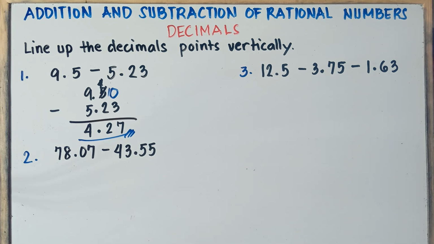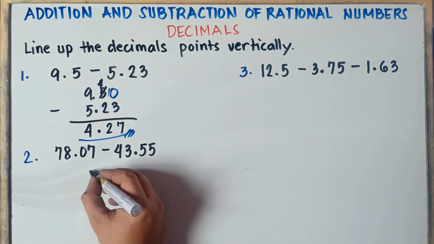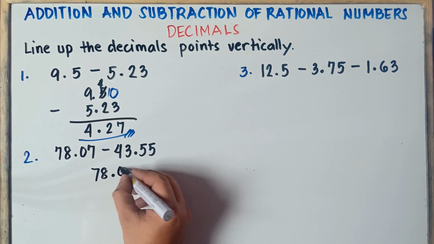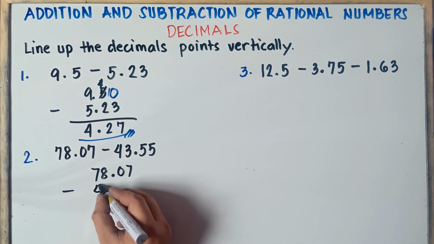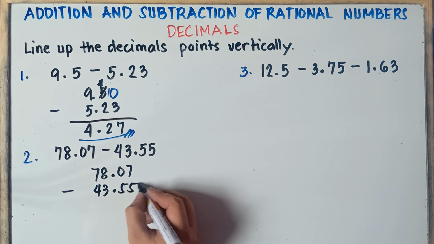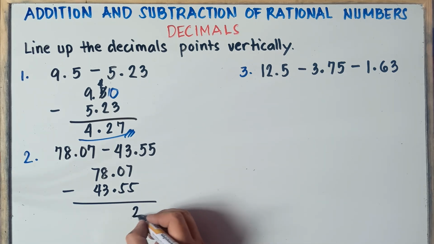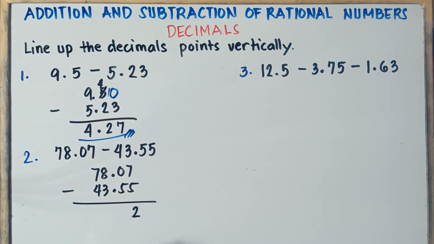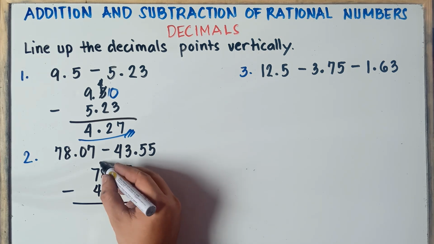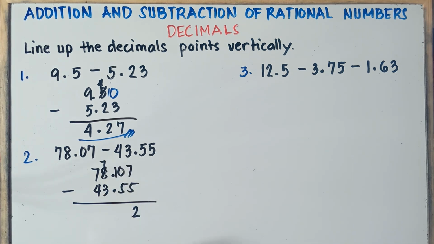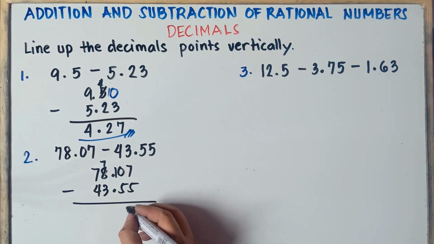Once again, you align the decimal points vertically. So 78.07 minus 43.55. Alright, so 7 minus 5, that's 2. 0 minus 5, that cannot be. We need to borrow 1 from 8. This becomes 7, and this becomes 10. So 10 minus 5, that's 5.